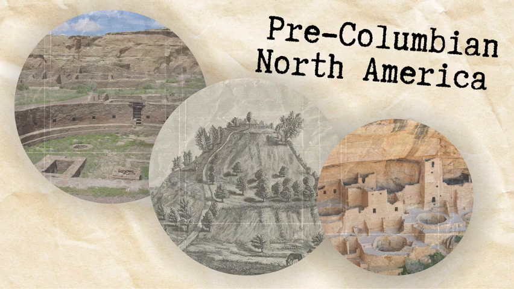So this is a good place to start talking about pre-Columbian North America. Pictured from left to right, we have the ruins of Chaco Canyon in New Mexico. In the middle, we have an illustration of Cahokia mounds, and on the right, we have the Mesa Verde cliff dwellings.